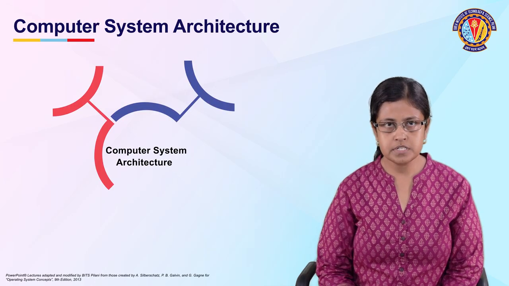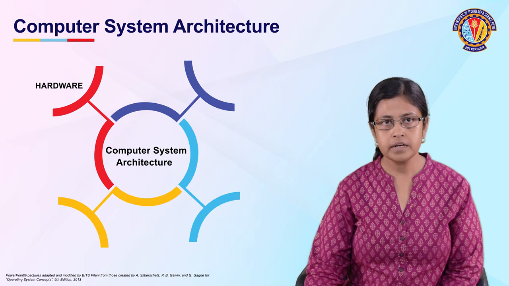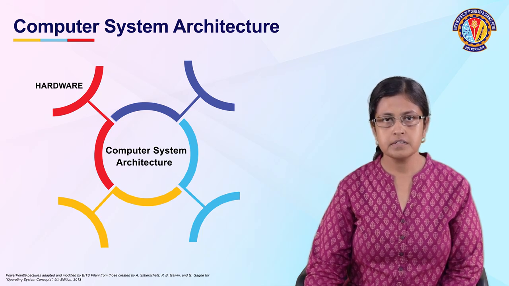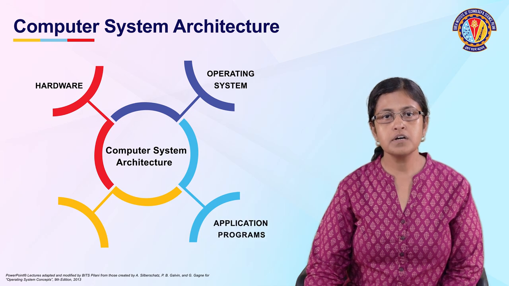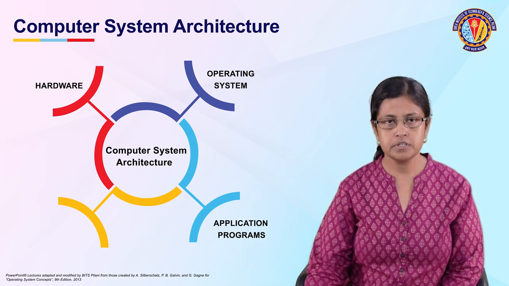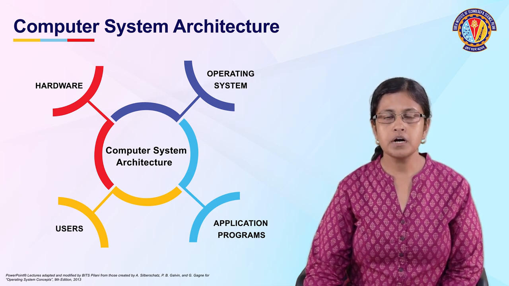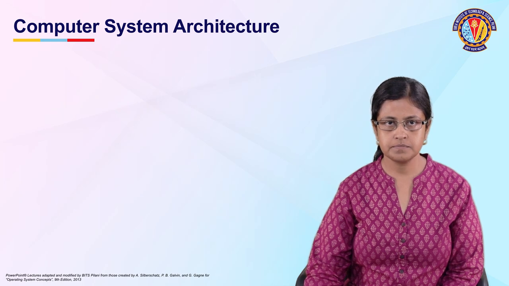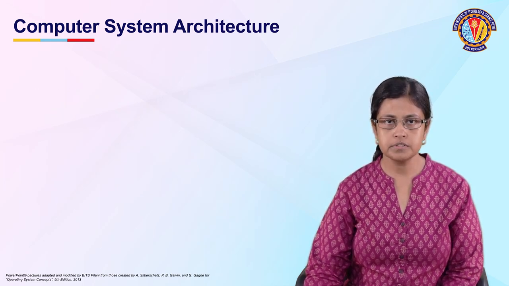In the computer system, we have basically four elements. One is the hardware. The second one is the operating system itself. Third are the different application programs that are running on the computer. And finally, the different users who are making use of the computer system to accomplish different tasks. Now let's elaborate on each of these entities a bit more.